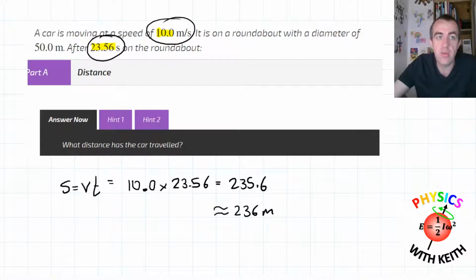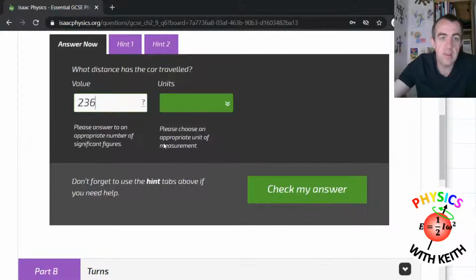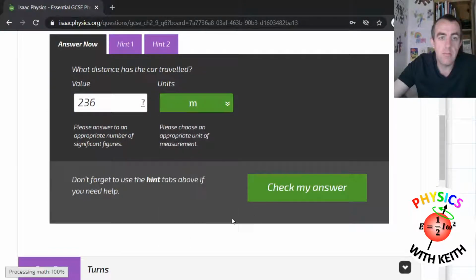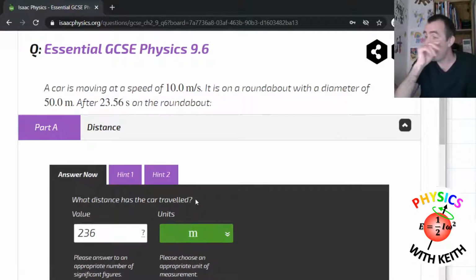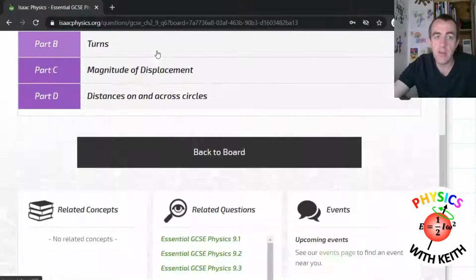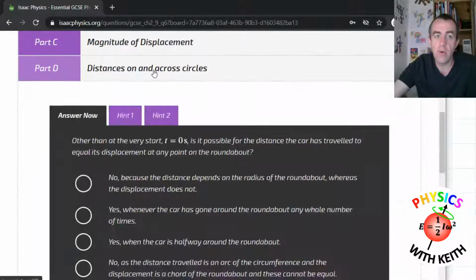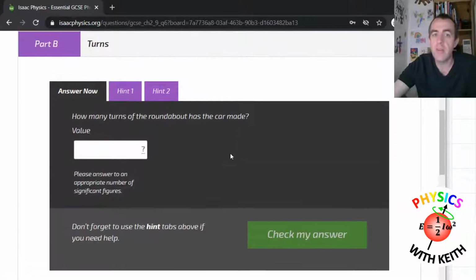We always check the units before we move on. Meters per second multiplied by seconds leaves us with meters. So let's check it, and hopefully we got this right. 236, and meters. Correct, that's reassuring. But that's only the first part of the question. So once you've done that, it then moves on to the second part of the question, then the third part, then the fourth part. So the second part of the question, how many turns of the roundabout has the car made?